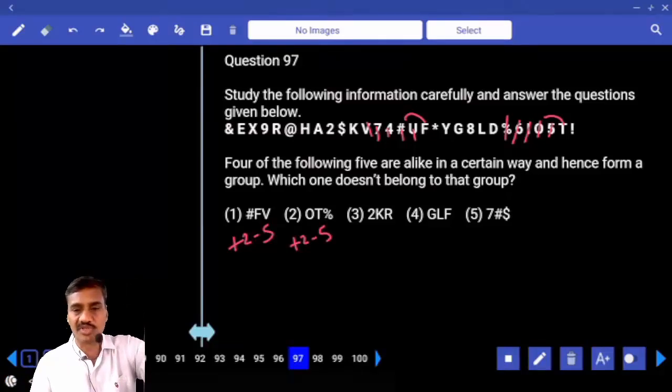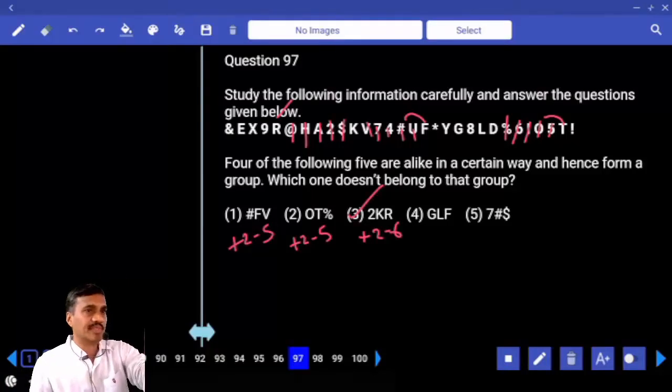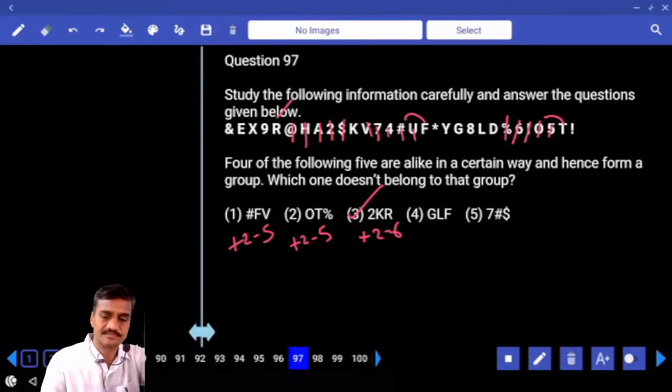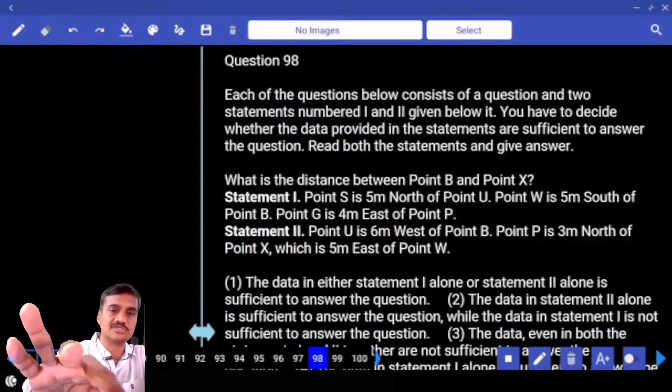And next one, 2, K and R. 2 and K is plus 2. K and R, 1, 2, 3, 4, 5, 6. And so what is the odd one here? Choice 3 is the odd one. Except 3, in the remaining, the difference between the elements is 2 and 5. Here in this one, 2 and 6, choice 3. Then 98 onwards. Now 98 to 100 are based on data sufficiency.